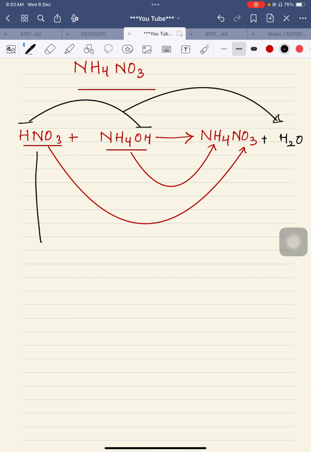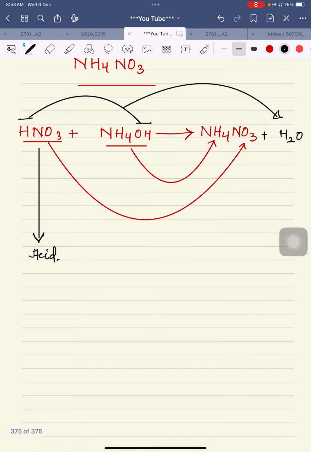So HNO3 is what? HNO3 is an acid. If you recall the list of acids in your mind, it is easy to remember that nitric acid is an acid, HNO3 is the formula of an acid. Whereas metal oxides, metal hydroxides, metal carbonates, and ammonia are called bases. Ammonium hydroxide is ammonia dissolved in water. It is called aqueous ammonia or ammonia solution or ammonium hydroxide. All three represent the same thing. So this is an alkali here.